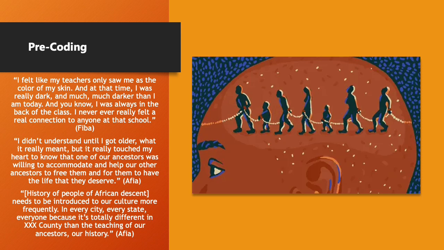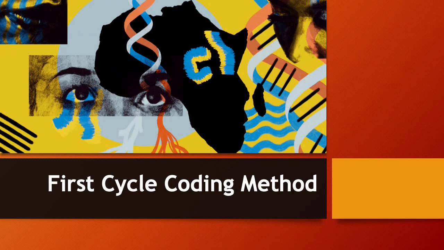And then Afia mentions, "I didn't understand until I got older what it really meant. But it really touched my heart to know that one of our ancestors was willing to accommodate and help our other ancestors to free them and for them to have the life that they deserve." And lastly, "History of people of African descent needs to be introduced to our culture more frequently in every city, every state, everyone, because it's totally different in XXX county than the teaching of our ancestors, our history." So I think those were also really impactful, and that led to my first cycle coding method.